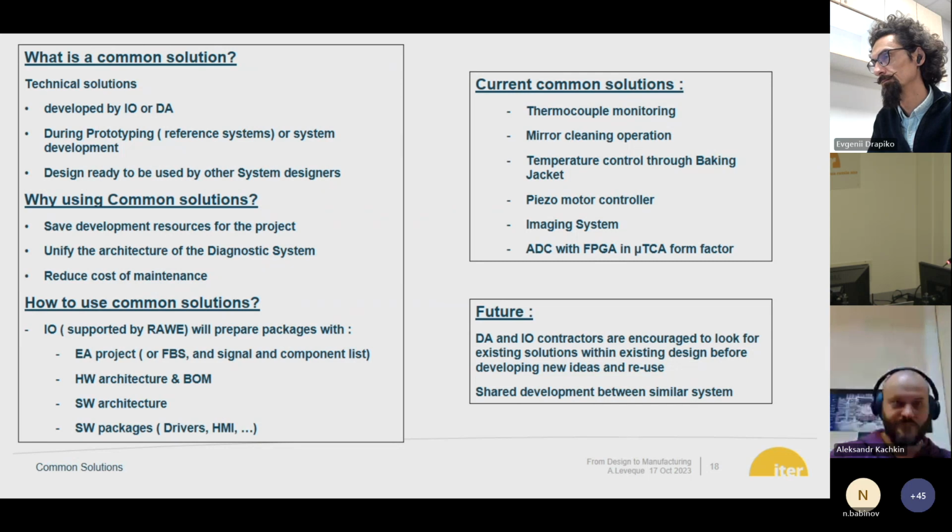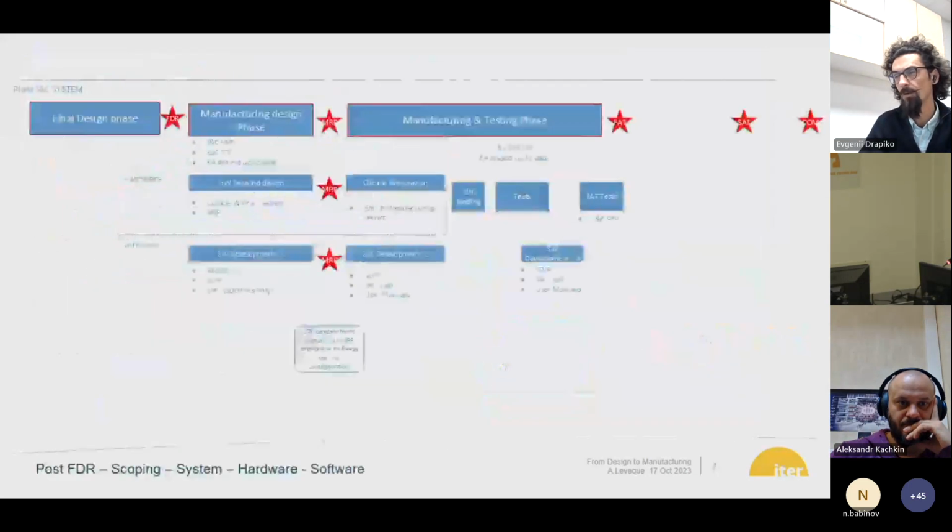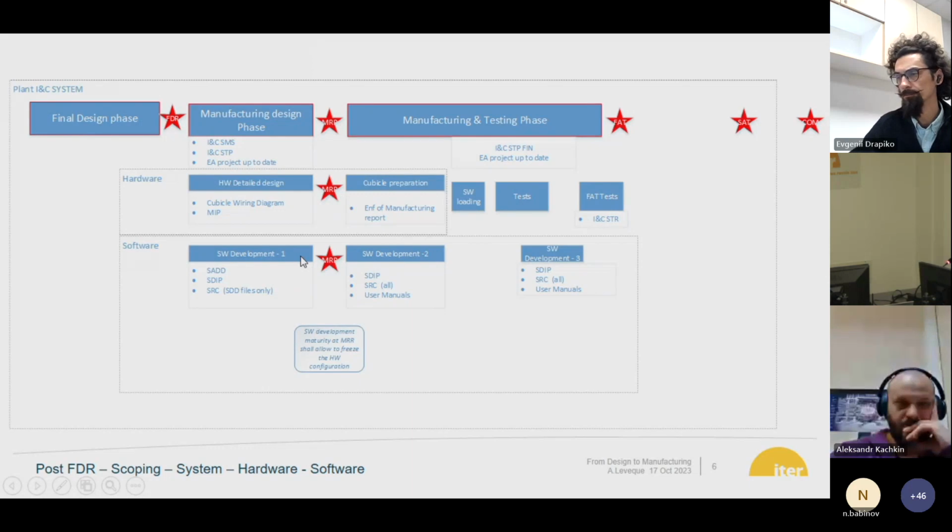No, what is expected is that at the end of the manufacturing design phase, you should be able to create the SDD project from your EA file. So you can use the EA to SDD tool. At the moment, it will be working pretty well, and you can start to complete all the manual parts of your software in the SDD.